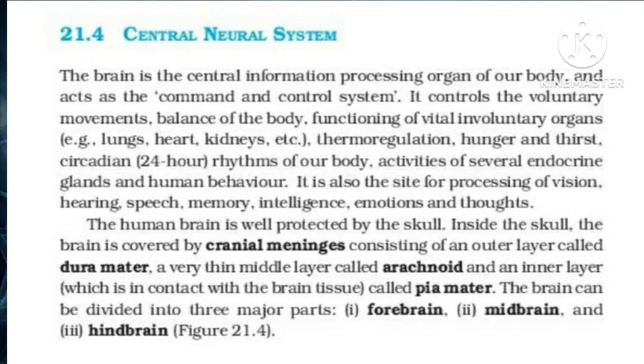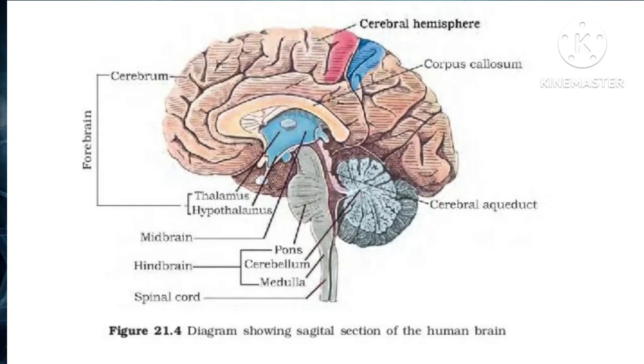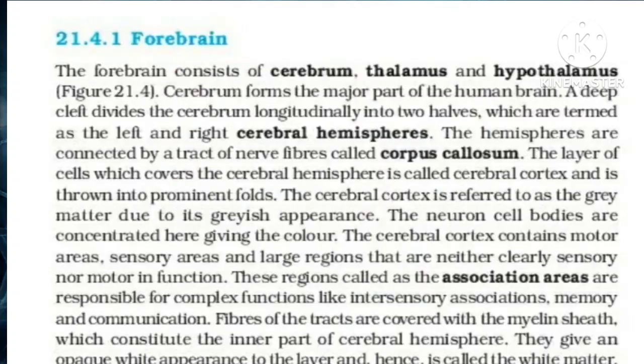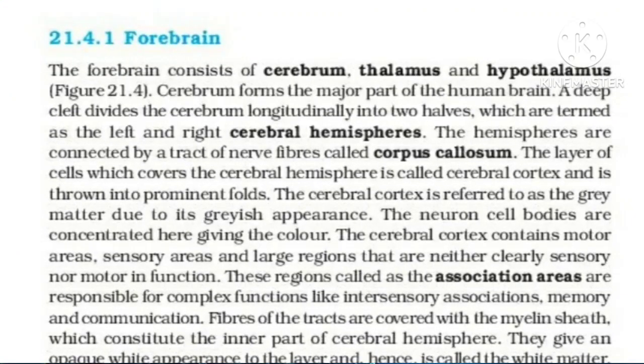Figure 21.4. Forebrain. The forebrain consists of cerebrum, thalamus, and hypothalamus. Cerebrum forms the major part of the human brain. A deep cleft divides the cerebrum longitudinally into two halves, which are termed as the left and right cerebral hemisphere. The hemispheres are connected by a tract of nerve fibers called corpus callosum.